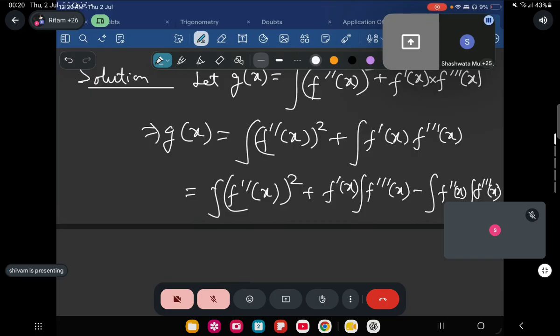Sir, can you please write the UV rule for integration? UV rule. Have I done UV rule of integration? No, right?